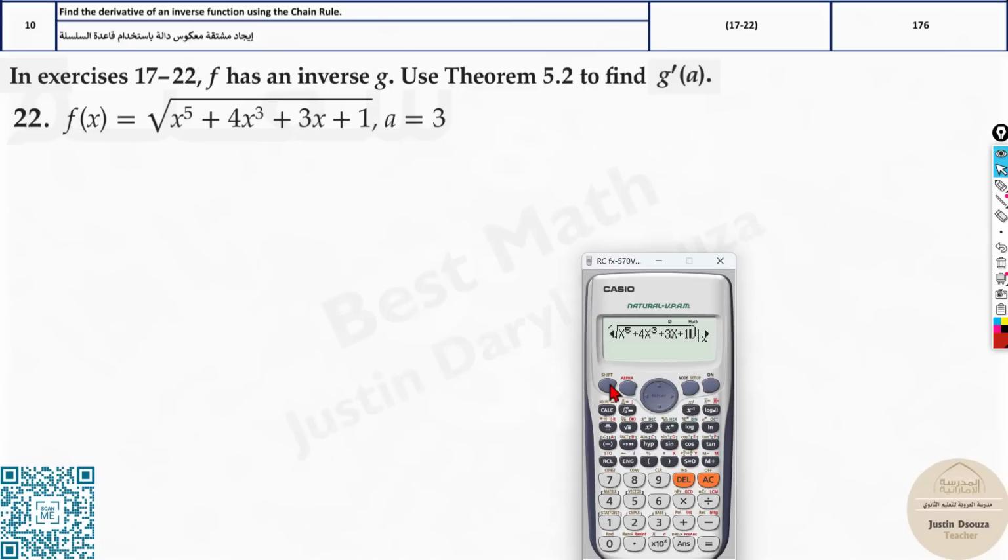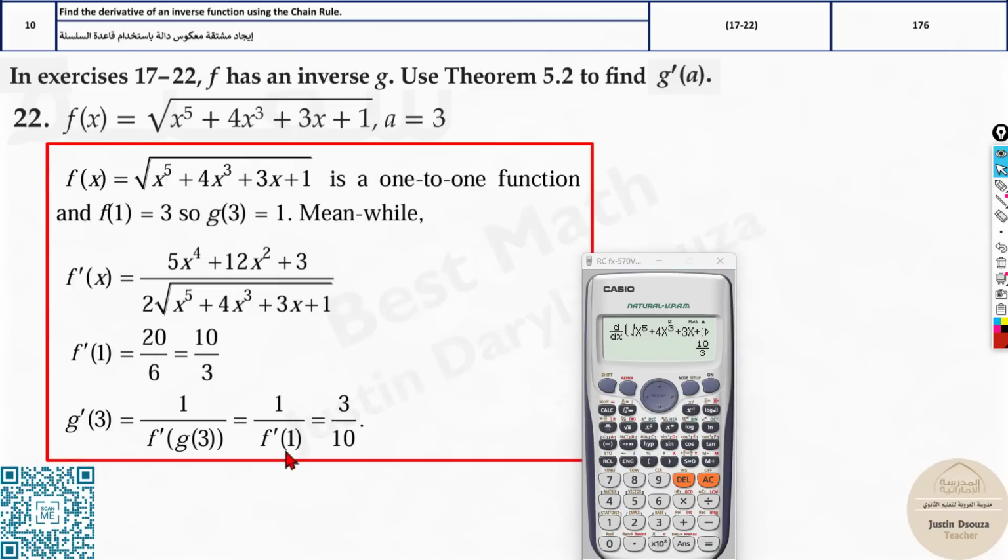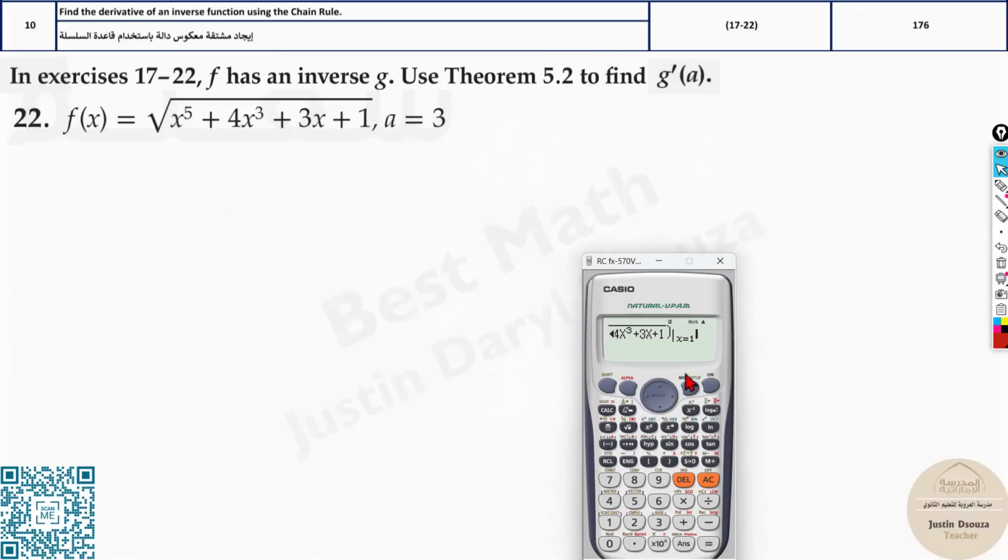The x value was 1, I guess. I just forgot what we got a while ago. I think it was 1. Let me just quickly check the x value first. Yeah, it is 1 itself. So whatever answer we got is correct.